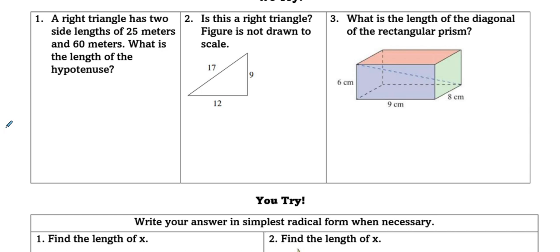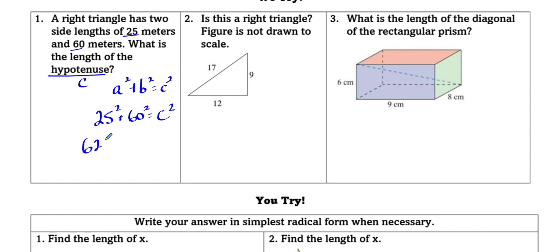So a right triangle has two side lengths of 25 and 60 meters. What's the length of the hypotenuse? That has to be c in that equation. A squared plus b squared equals c squared. The hypotenuse, or the longest side, is always going to be c. So we're going to do 25 squared plus 60 squared. That equals c squared. So 25 squared is 625.